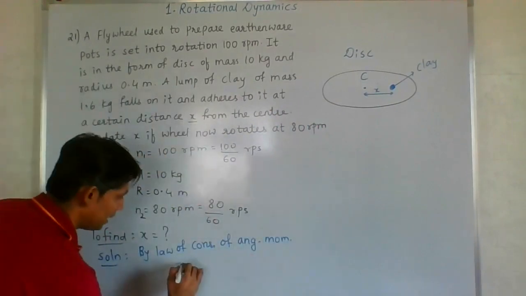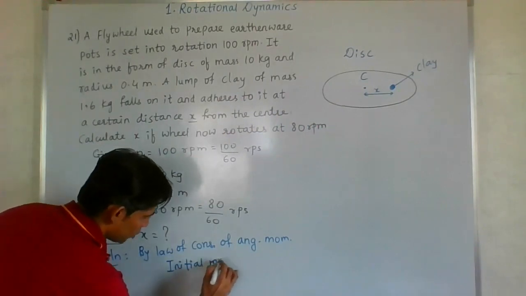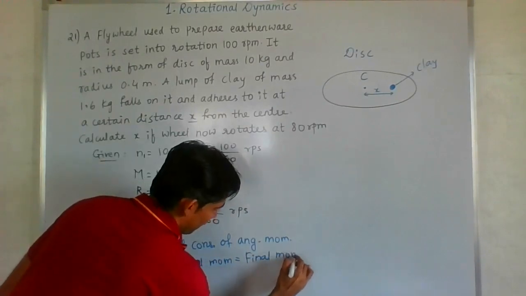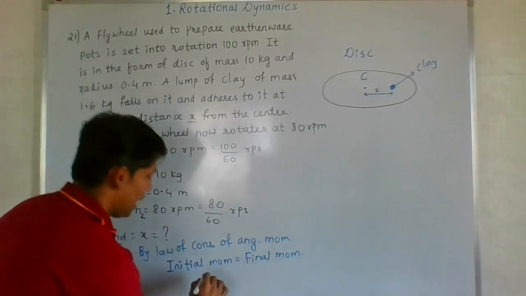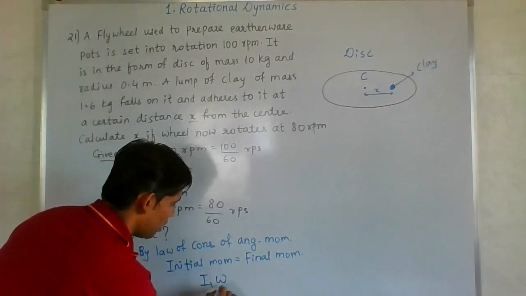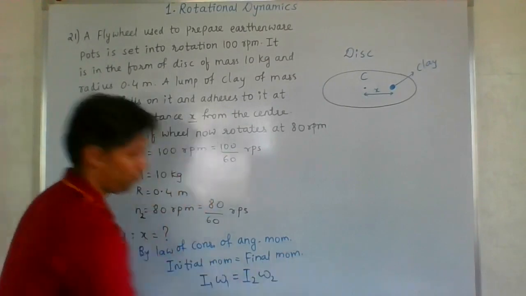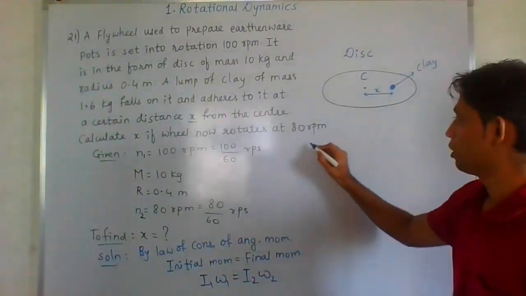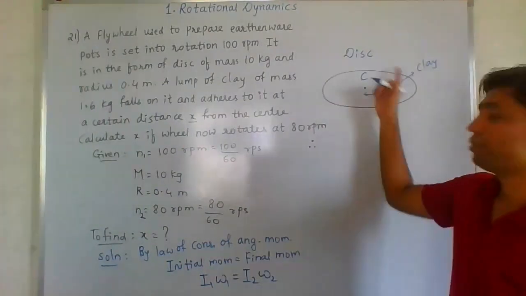Okay, we can write initial momentum is always equal to final momentum. Okay, so initial momentum that is L1 is equal to L2. L ka formula kya hota hai? I omega. So I omega 1 is equal to I omega 2. Ab isme substitution kaise karna hai? Let's try to understand. Dekho. Now I1 matlab moment of inertia of the disc.